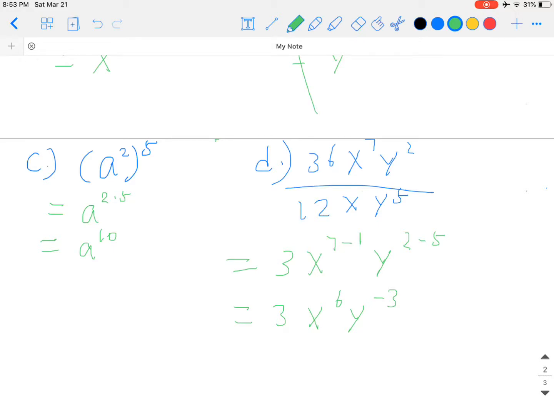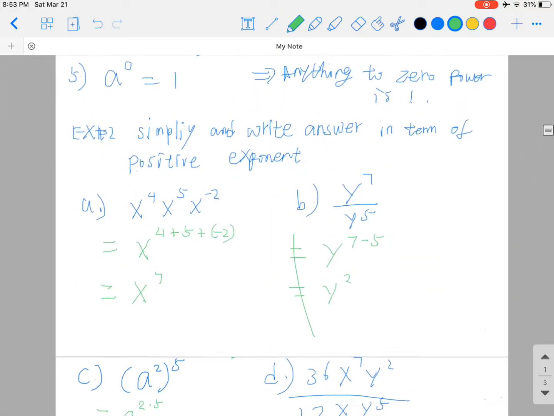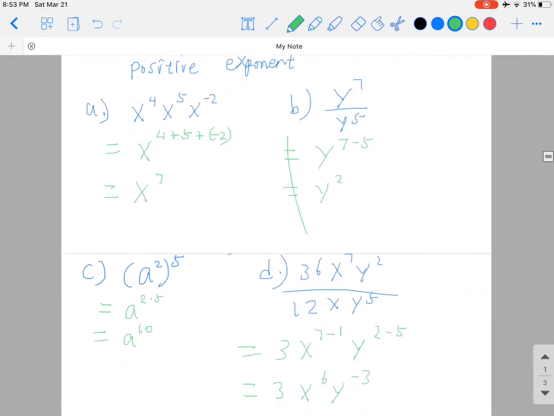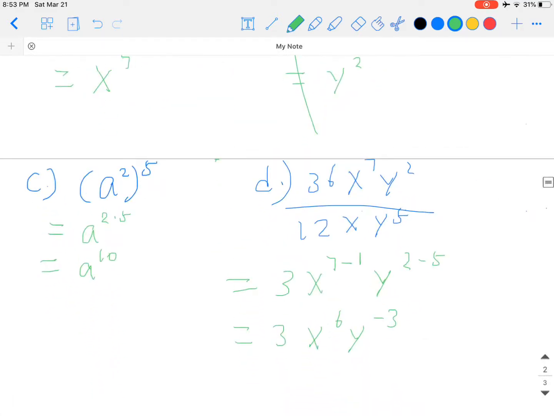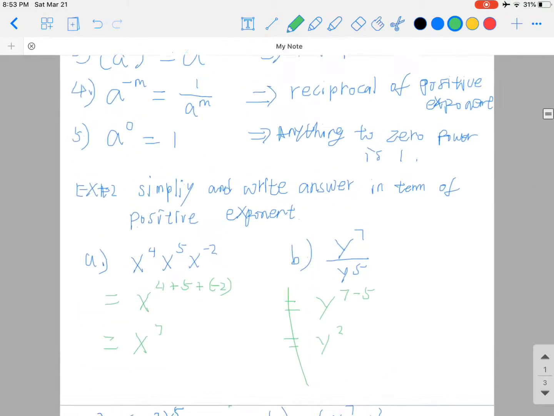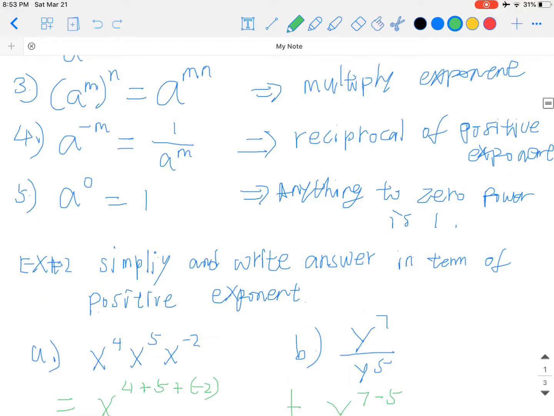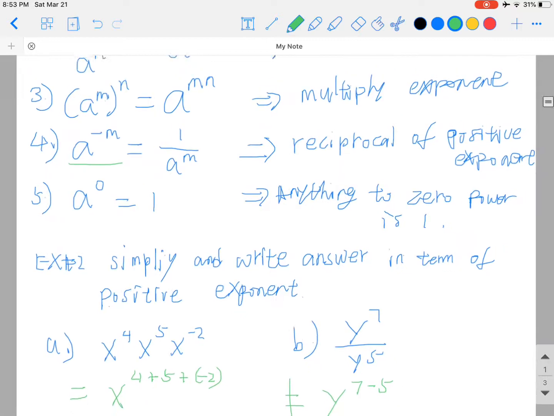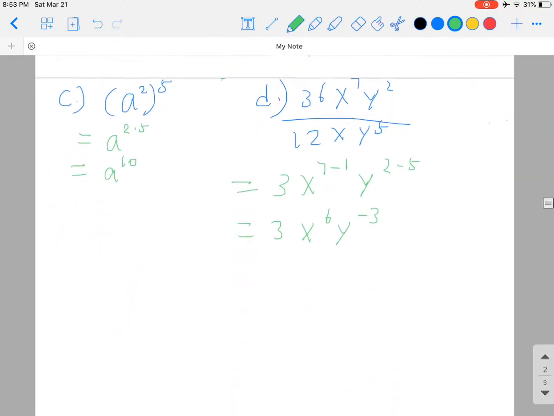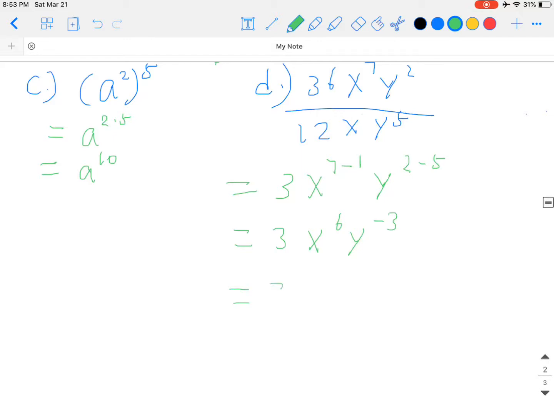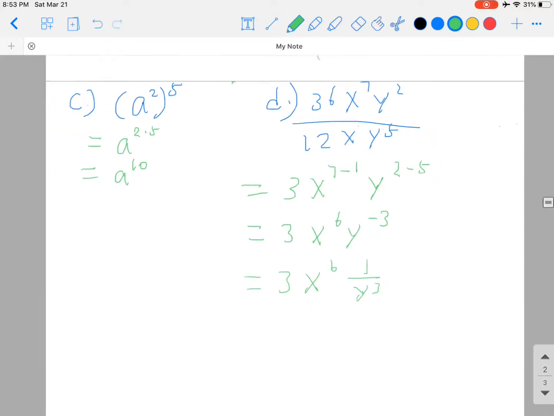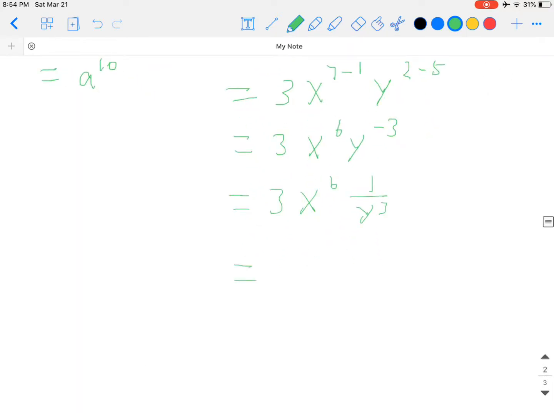And remember that we want to express the answer in terms of positive exponents. We don't want negative. According to rule number 4, whenever we have a negative, we can flip it. So we have a negative for the y. Let's write it as 1 over y to the 3. And of course, you can make it a fraction. This should be the final answer.